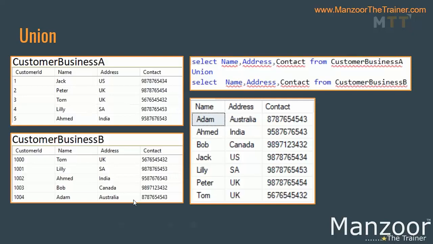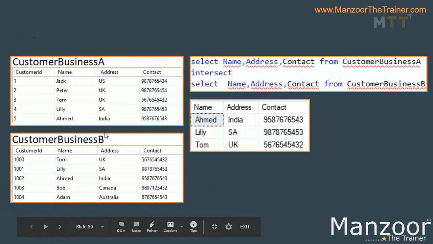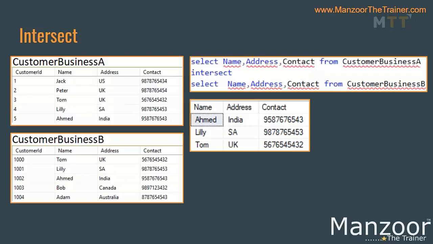Next, I want the common customers. Tom, Lily, Ahmed are common customers. So I will use intersect: Tom, Lily, Ahmed. These are the common customers in both the businesses, or the customer business A table and customer business B table. If I say intersect, I'll get the common ones. So it is similar to your A intersection B. So this is your intersect.